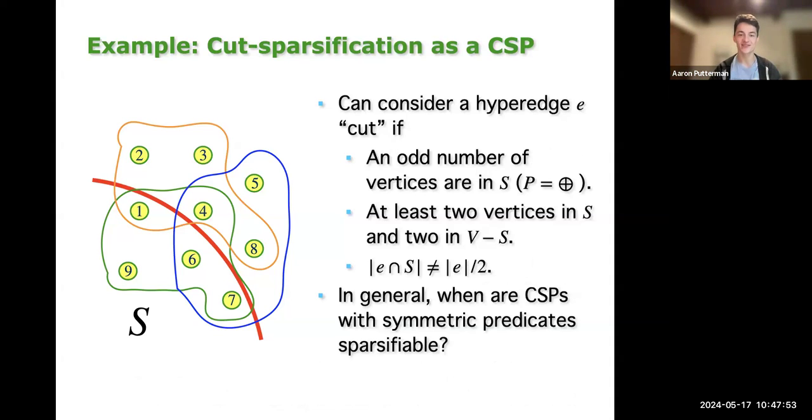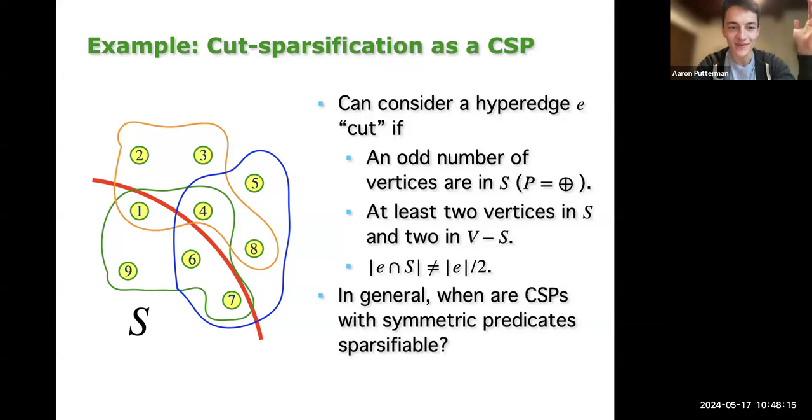suppose we're working with these symmetric predicates. In general, for which CSPs, for which of these predicates, will CSPs using this predicate always be sparsifiable? And in particular, we want to characterize to what size they're sparsifiable. So are we looking at something that's near linear in the number of variables, quadratic in the number of variables, cubic in the number of variables, etc.